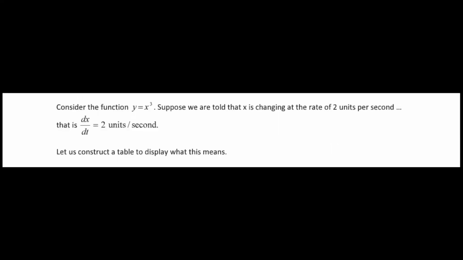Let's take a situation. We have y is equal to x cubed. We're told that the equation is y equals x cubed. That's the path of the graph, and that the x coordinate is changing 2 units per second. In other words, dx/dt is 2 units per second.